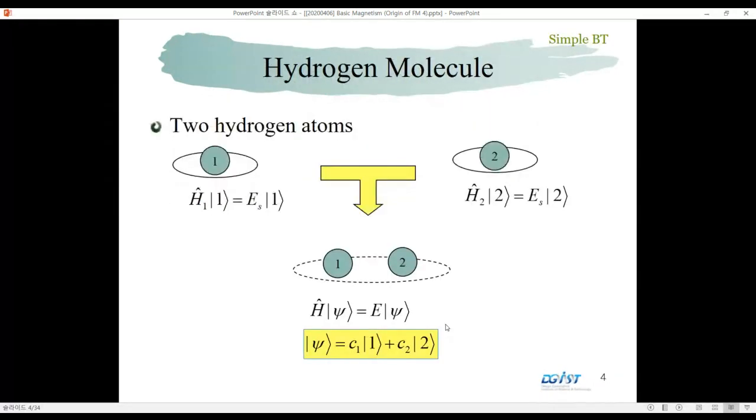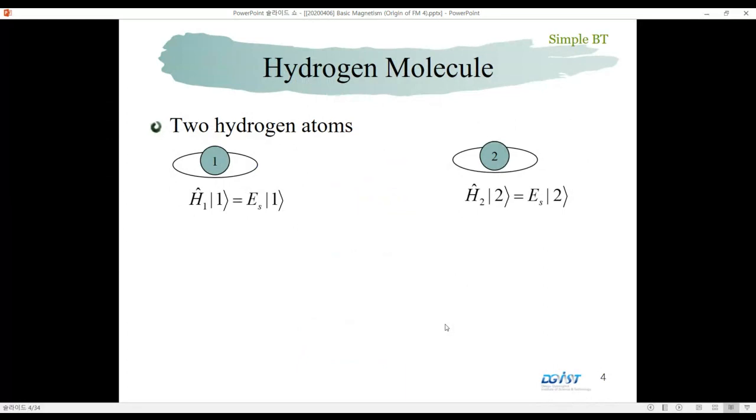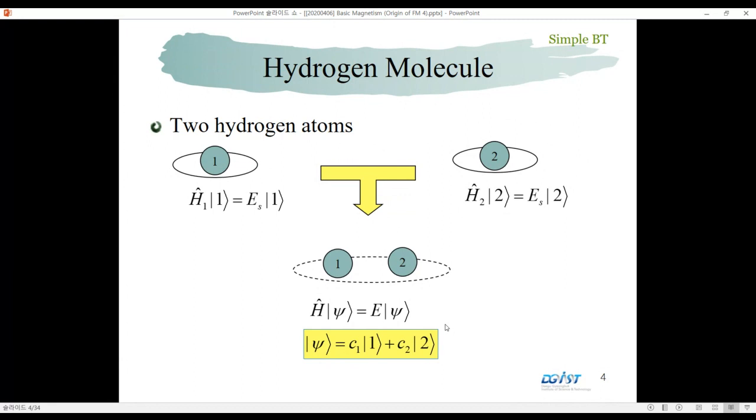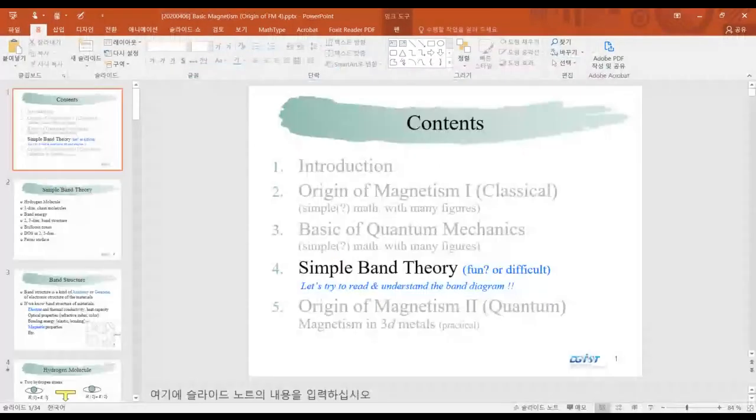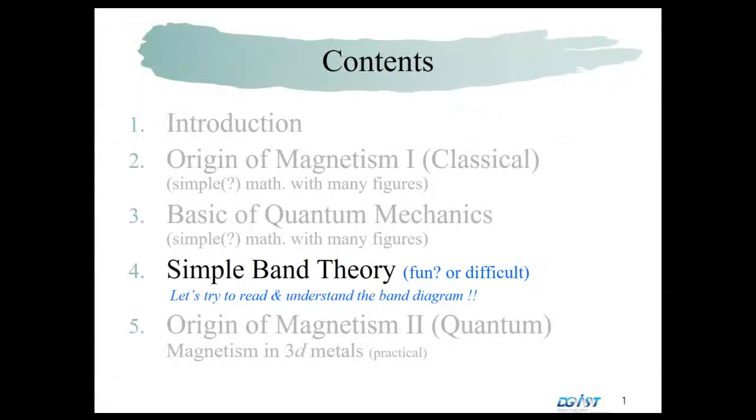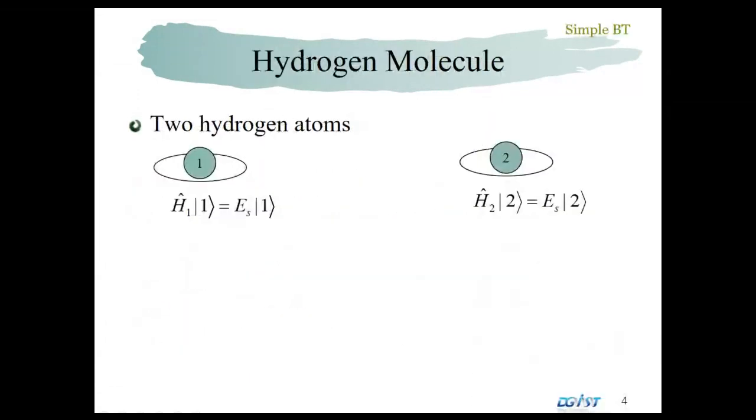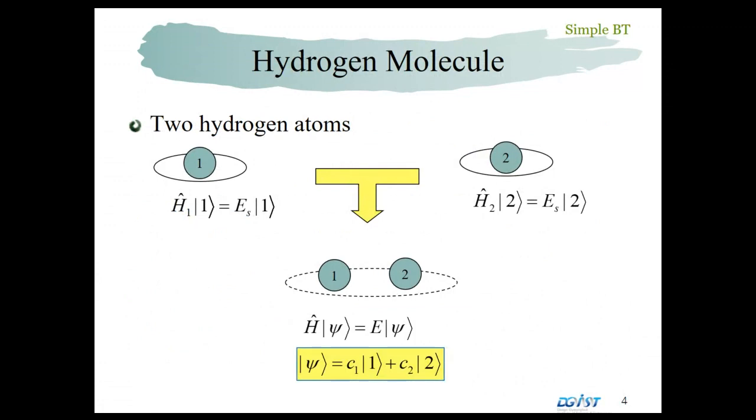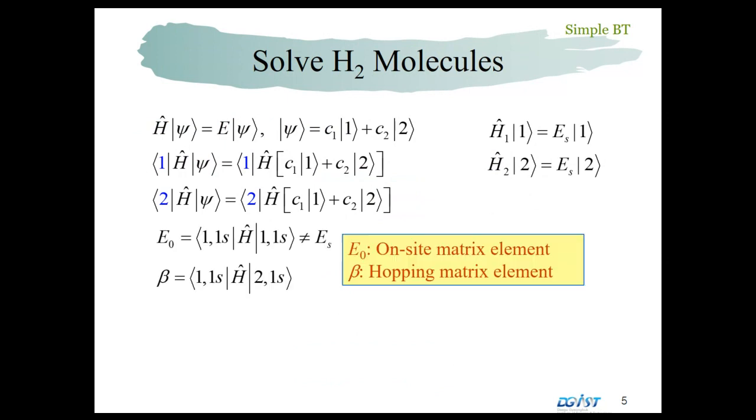Okay, here we think about the interaction between two atoms and the wave function. The wave function of these interacting atoms can be expressed by the linear superposition of the two separate wave functions. And in this calculation, what we need is this part.